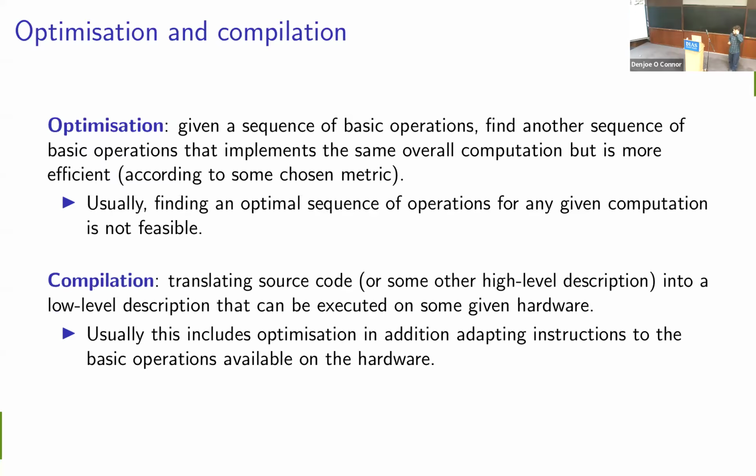And then compilation, again, is broadly translating some high-level description of a computation, such as source code in Python, into a low-level description such as machine code, or even something more basic for a quantum computation, that can be executed on the hardware that you've got. This will often include some optimization steps, but also, for example, adapting the instructions that you've used in your high-level description to the specific basic operations that are available on your hardware.